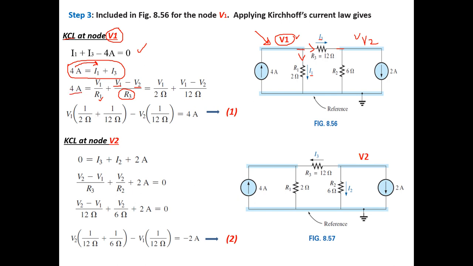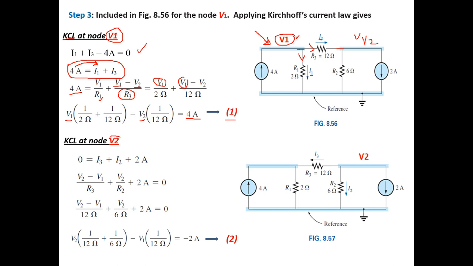Again, he took 4 ampere and put it here. V1, I will take it as a common factor, so remaining 1 over 2 plus 1 over 12. And here I will take V2 out, remaining minus V2 multiplied by 1 over 12. So this is equation number 1.